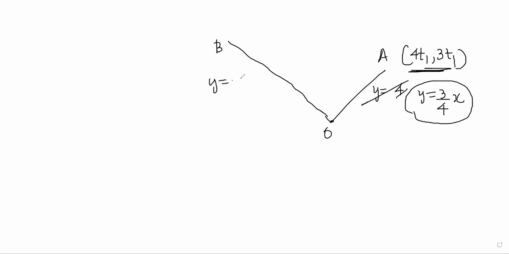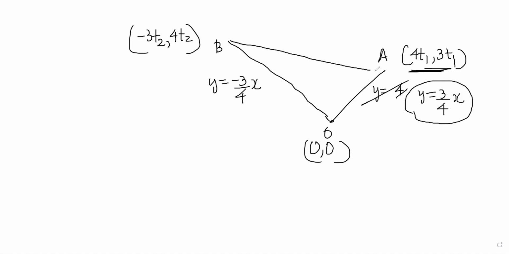And similarly, the OB line was y is equal to minus 3 by 4x. So B point can be written as minus 3t2 comma 4t2, right? And O is the origin, right? So from this, we get the distances of OB and OA, right? OB is basically 5t2 and OA is 5t1, right? Now T1 and T2 are some integers. They don't necessarily have to be equal. And why are they integers? Because we know that B and A are integral points, right?